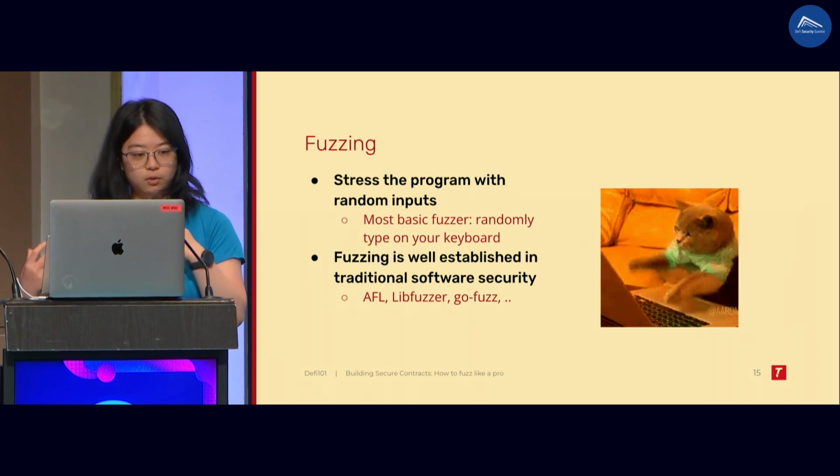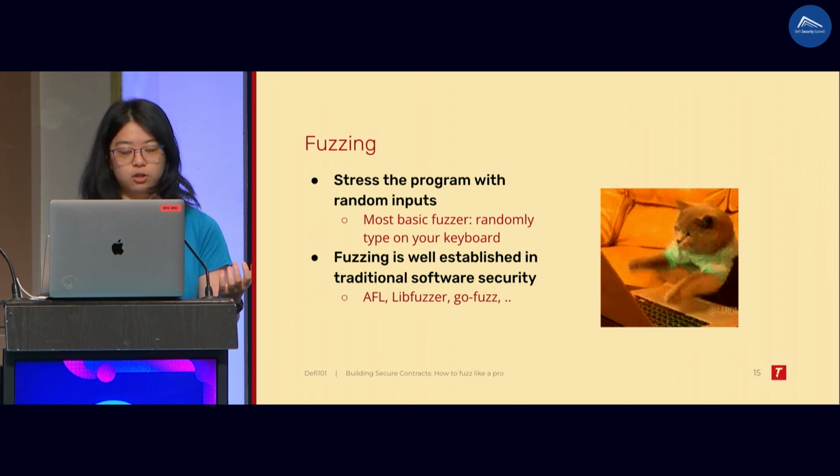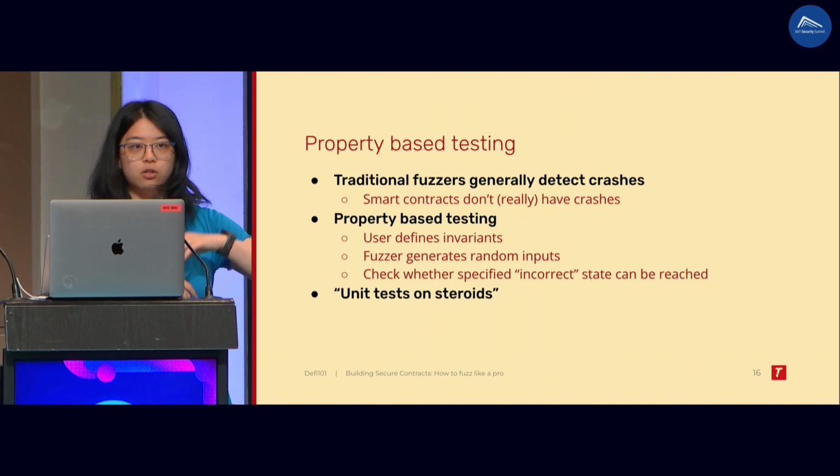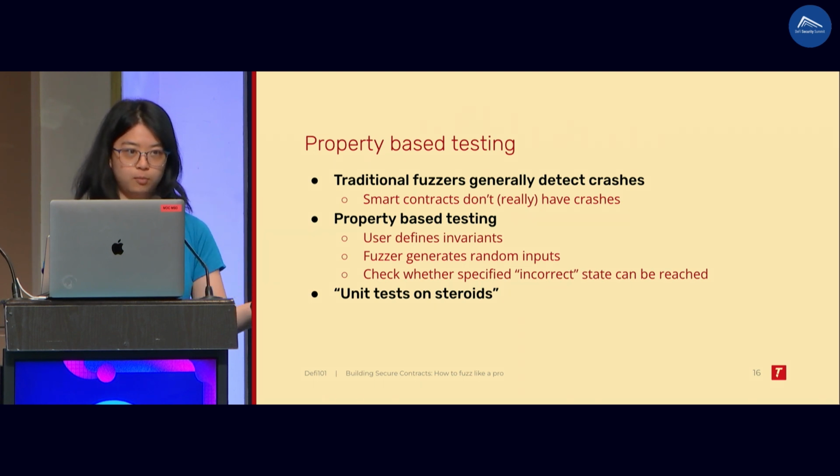Fuzzing in general is fairly well used in traditional software security, and you can see that through the use of, for example, AFL and GoFuzz. Generally, these platforms are testing for crashes. So they're looking for opportunities in which malformed input can cause a program to crash and therefore cause unexpected behavior. That's not exactly what we're going to be testing with smart contracts because there is no concept of crashing.